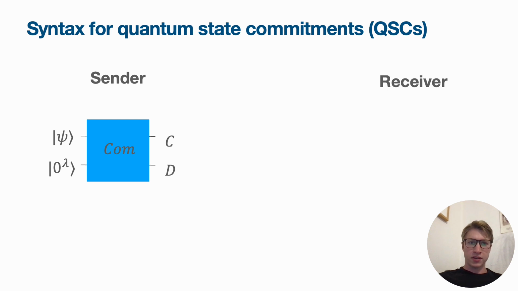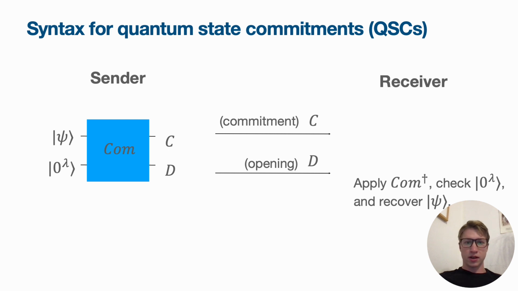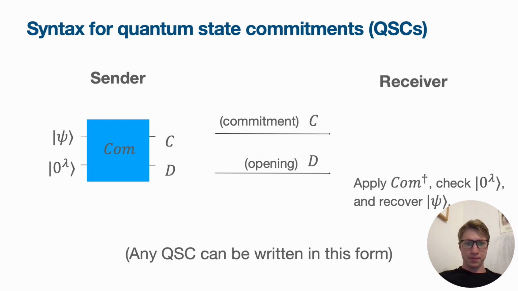Before we state our definition, let's just establish the syntax for QSCs. So if we want to commit to a message psi, there will be some unitary comm, which we apply to psi along with some auxiliary 0 state, and then we interpret the output registers as C and D, the commitment and decommitment. So we'll commit by sending the C register, and then we'll open by sending the decommitment register D. Now the receiver can verify the commitment by undoing the comm unitary, checking that the auxiliary state is all zeros, and recovering the committed message psi. It turns out that any QSC can be written in this form by purifying the interaction.